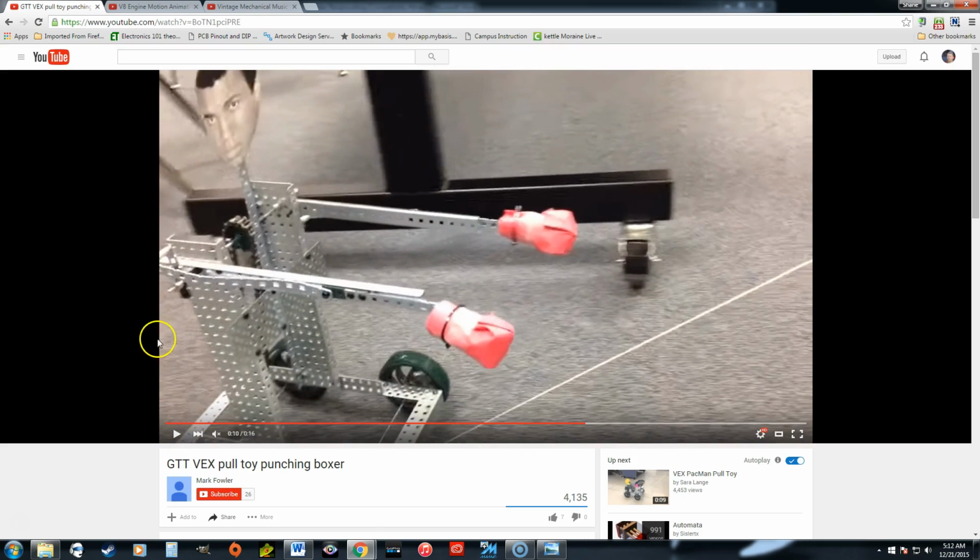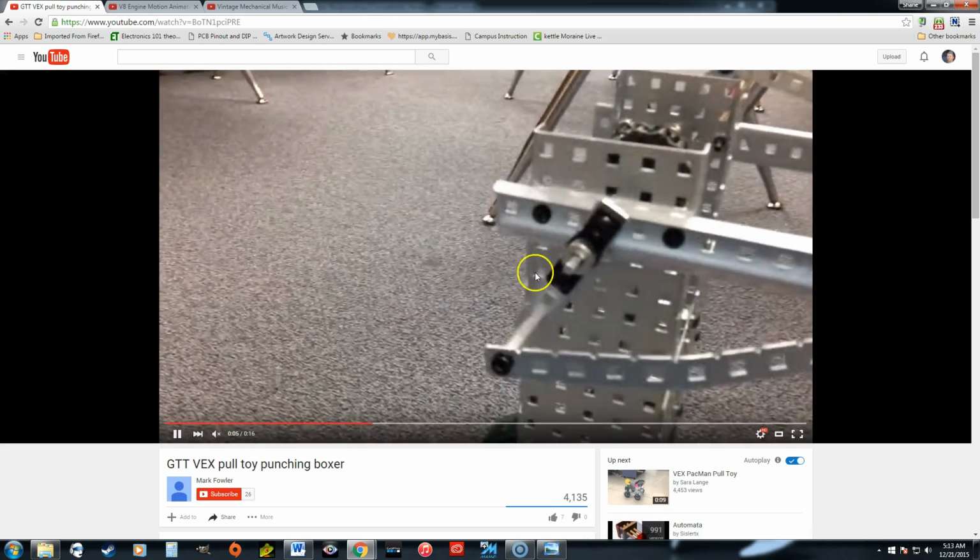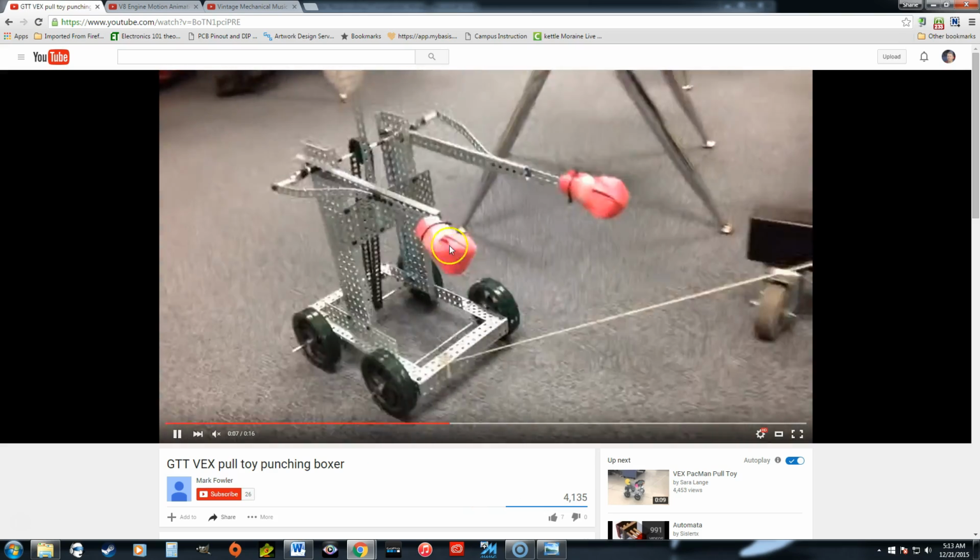So, what happens? Rotary motion, here it is. The input is spinning. The output, the boxing gloves, go back and forth. The input spinning, the output back and forth.